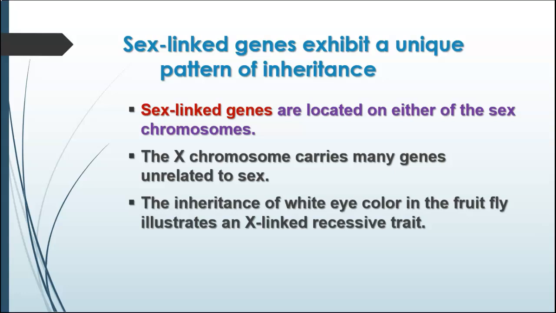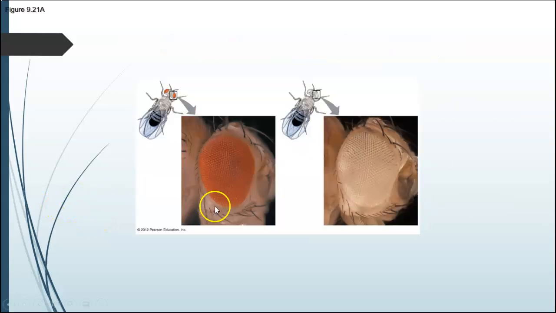The inheritance of white eye color in the fruit fly illustrates X-linked recessive traits, and that's really how scientists first discovered sex linkage, in the study of fruit flies back in the early 20th century. So in fruit flies, eye color is on the X chromosome, and when they first discovered this, they found that white eyes occurred more frequently in males than in females.